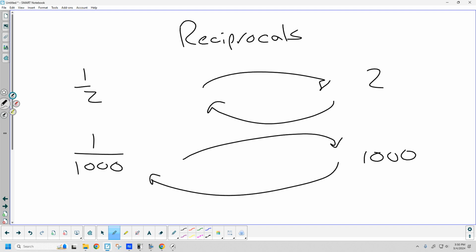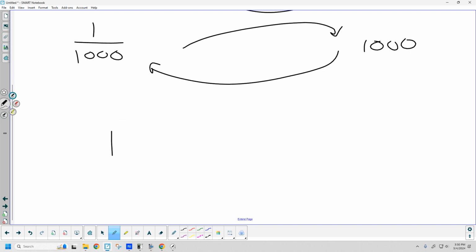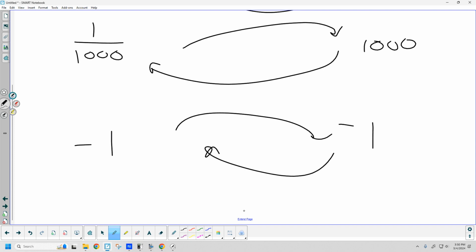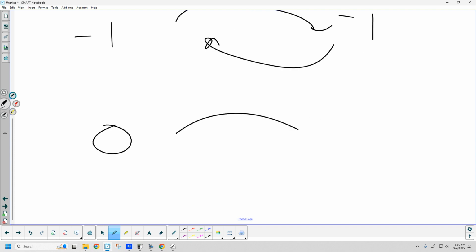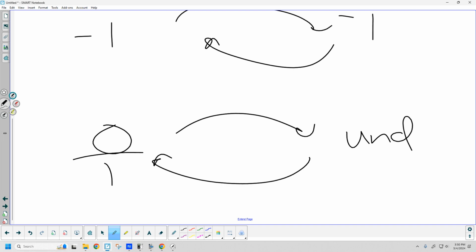Cool? What happens when we flip 1? It's 1. What happens when we flip negative 1? What happens when you flip 0? What's the secant of pi over 2? We're going to say we get undefined. You think about 0 being 0 over 1. You flip that, you get 1 over 0.